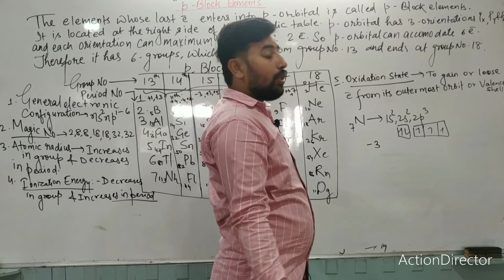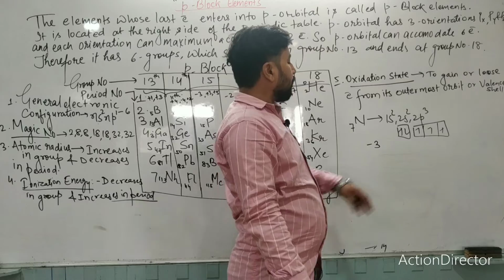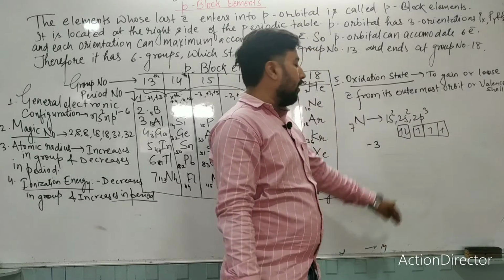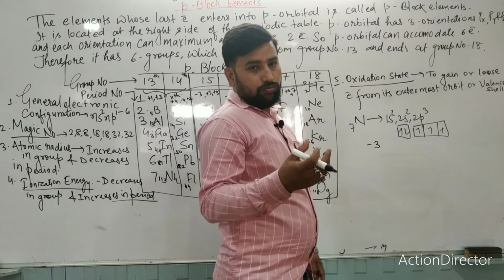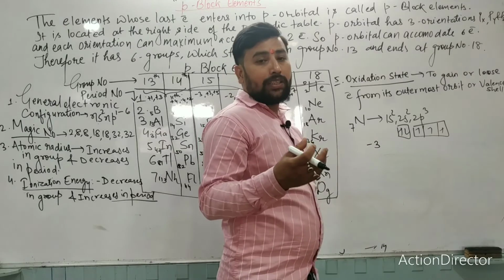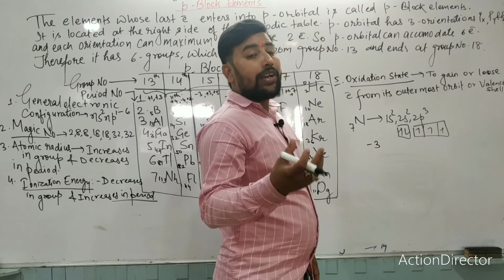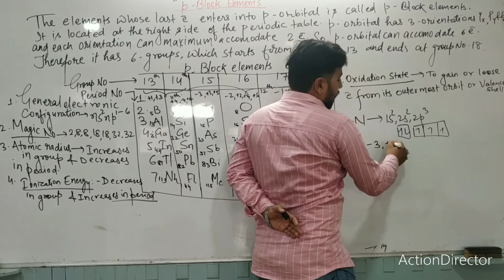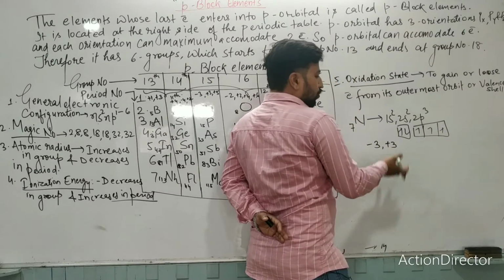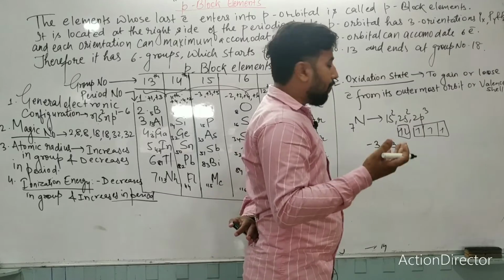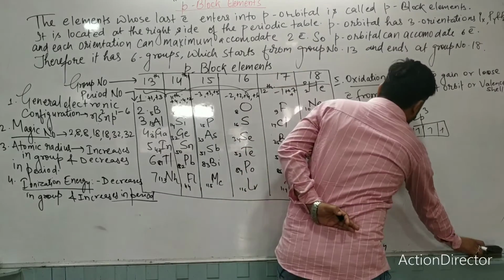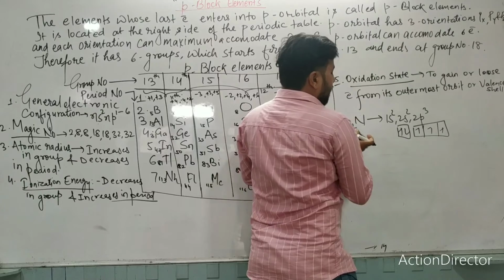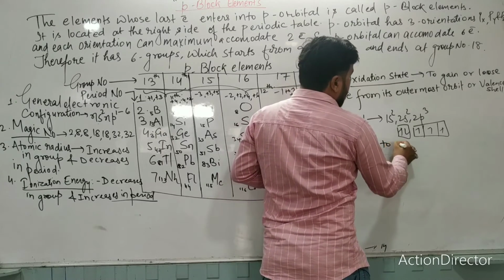But if it starts losing its electrons, just suppose it loses all these 3 electrons, so it will get 2s2, which is a stable configuration of second orbit because it is very near to the nucleus. So if it loses all the 3 electrons, then +3. It can be +1 also, it can be +2 also, it can be +3 also. But if I talk about here, total oxidation state is -3 to +5.